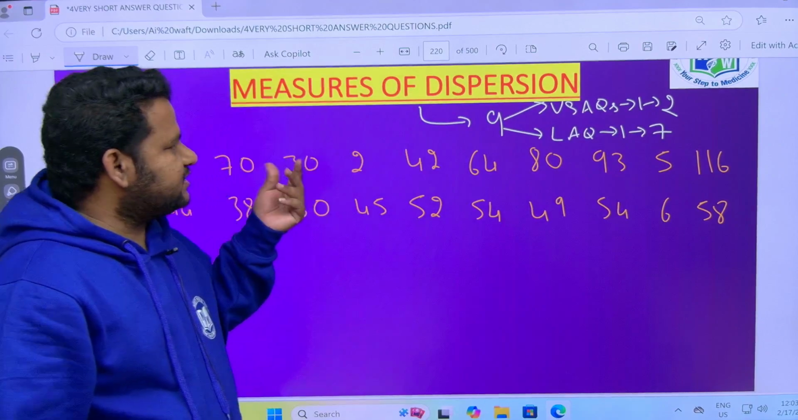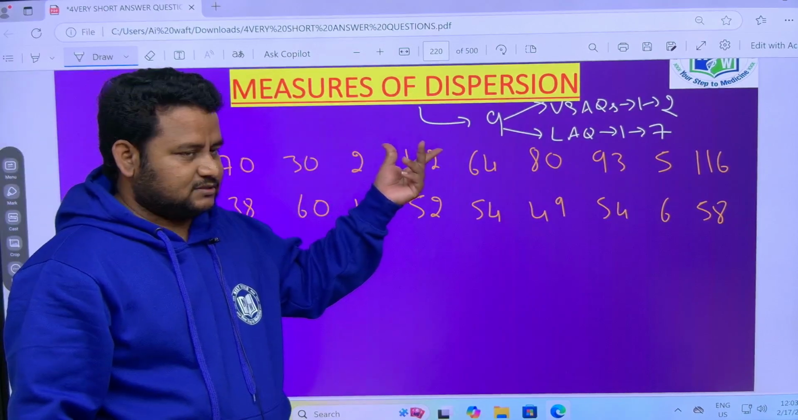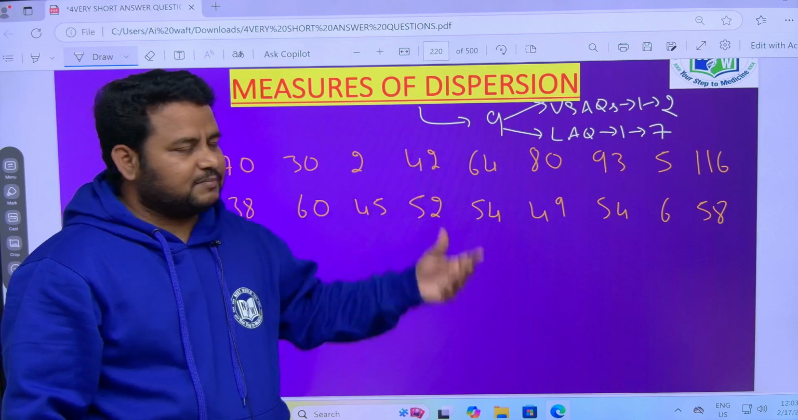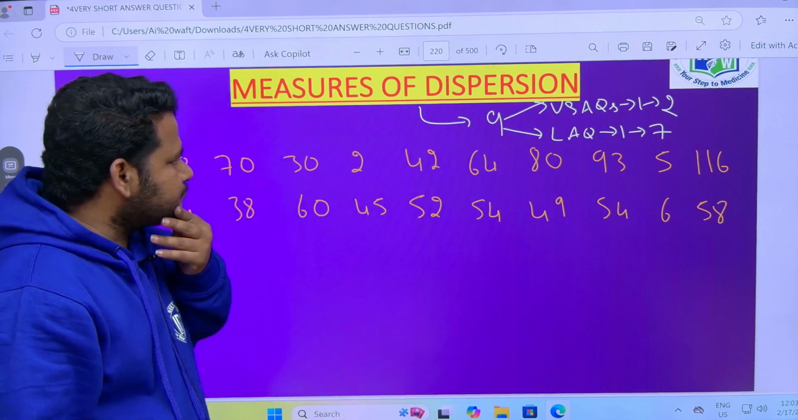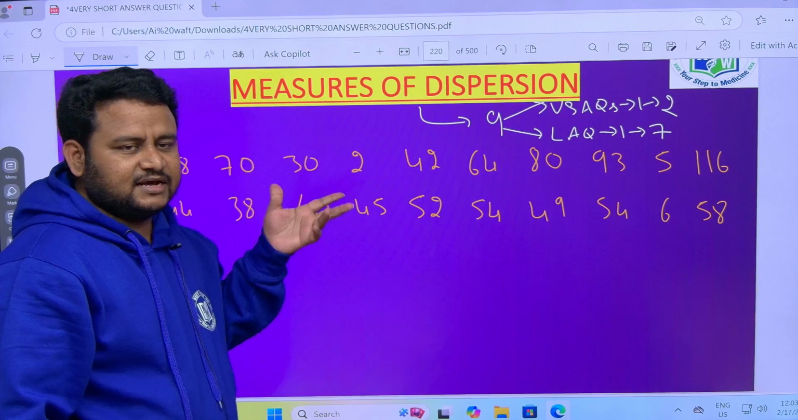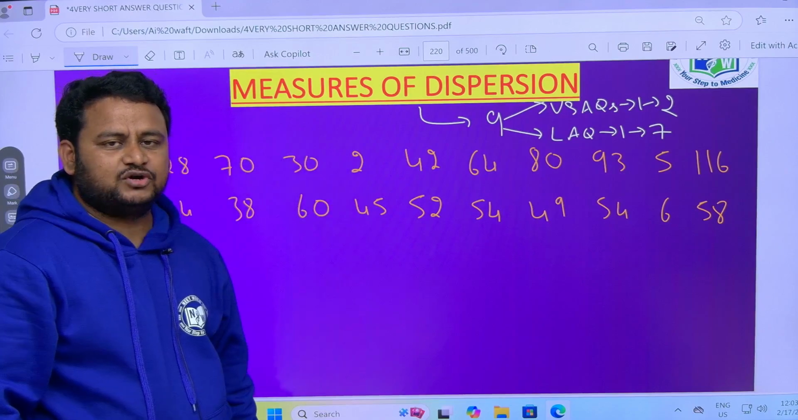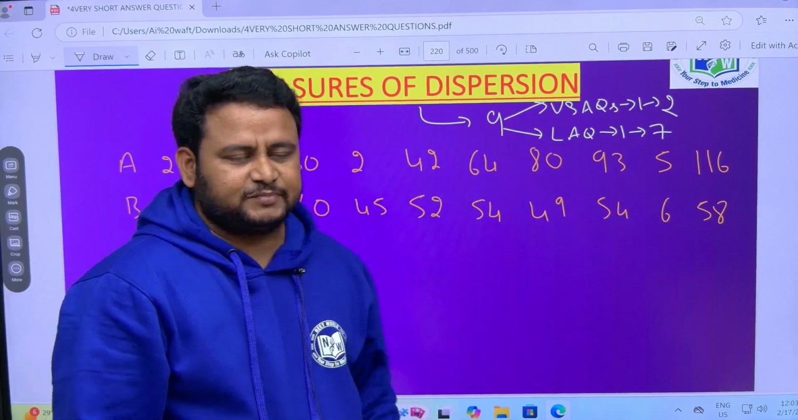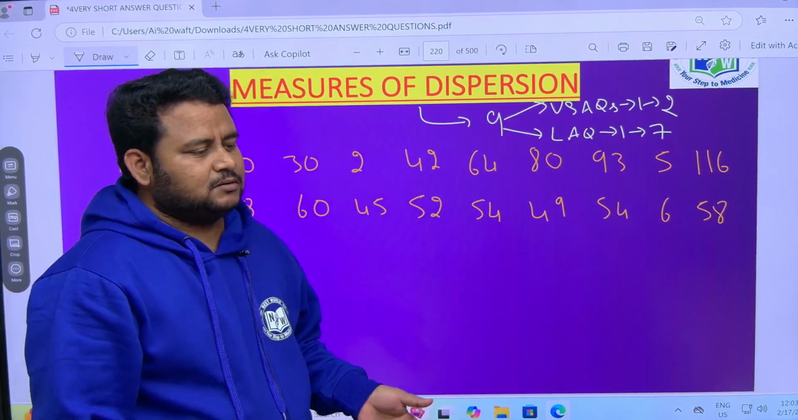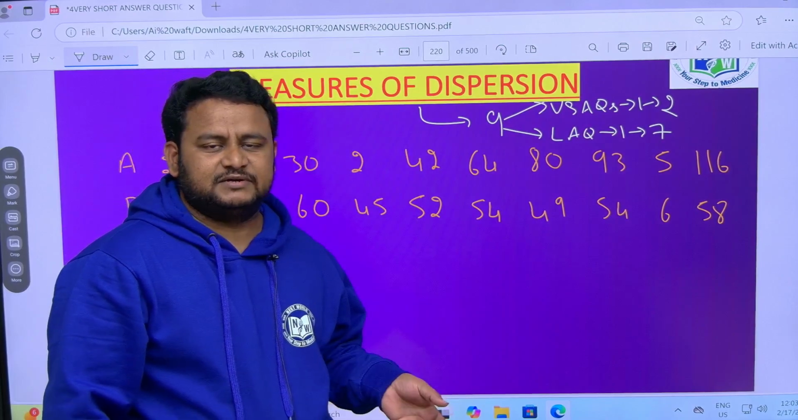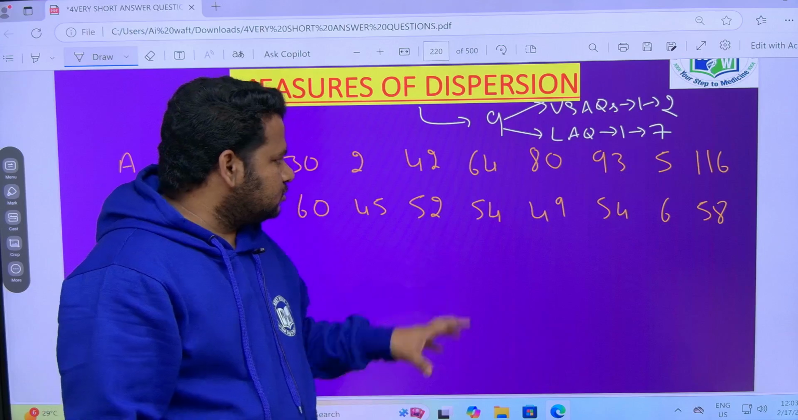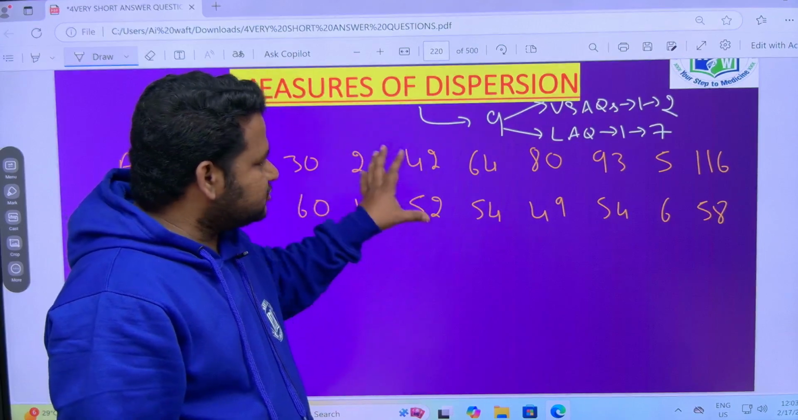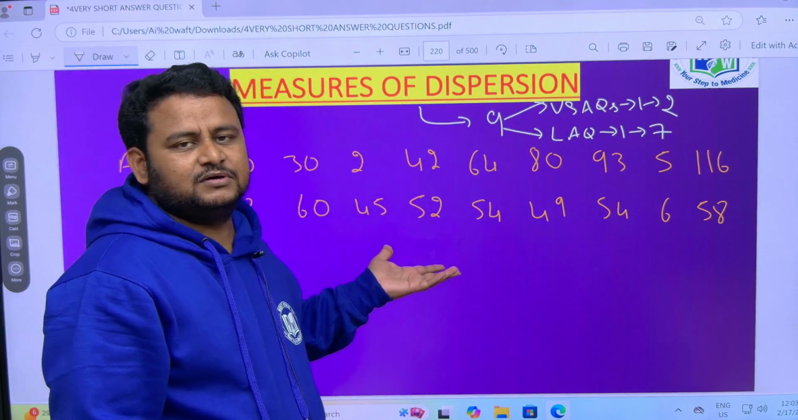So this chapter, measures of dispersion, is carrying how many marks? 9 marks. But this chapter is highly important, not just for intermediate but also for MSET and for the upcoming chapters, probability and random variables. So this chapter forms the basics, the base of statistics.